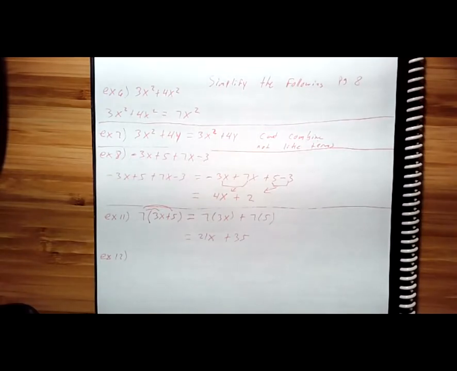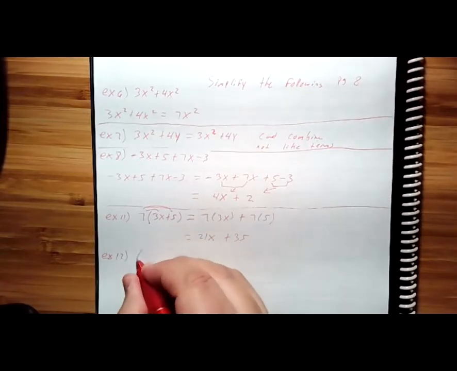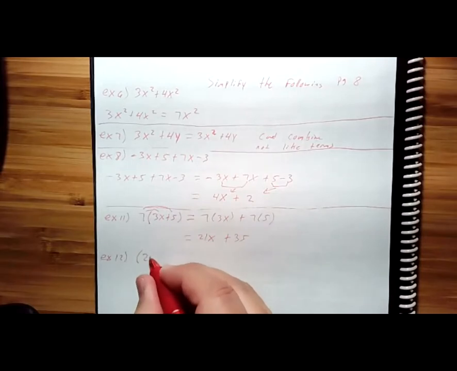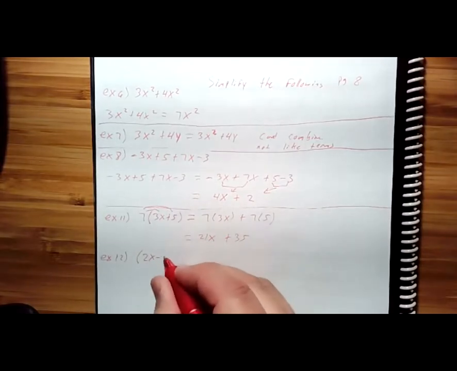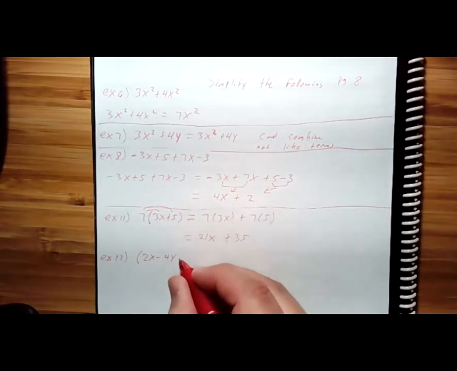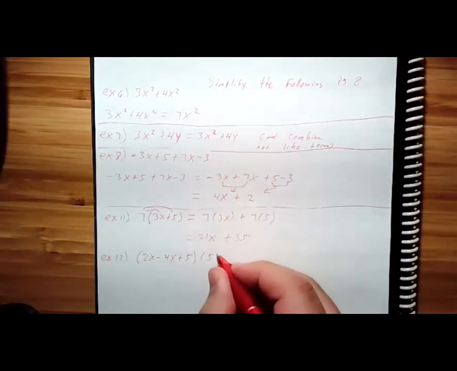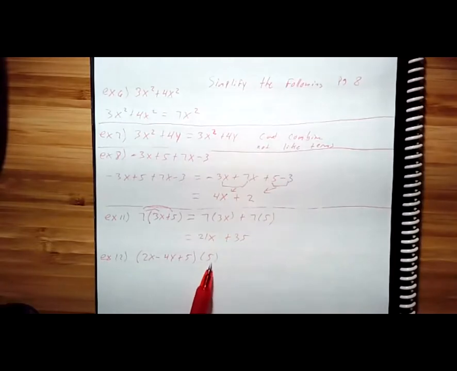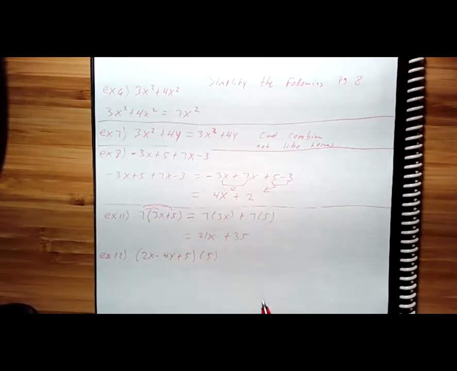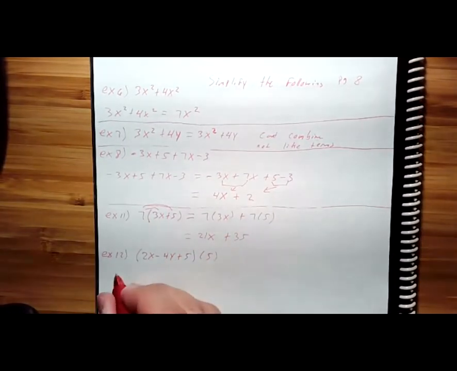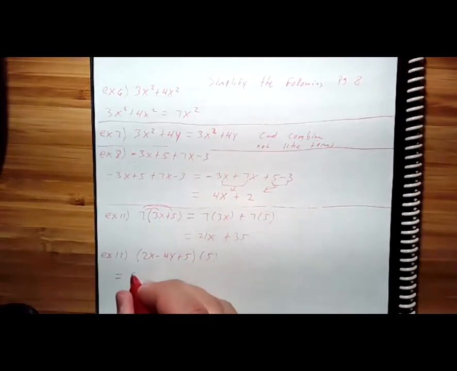Okay. Let's do another one. 2x minus 4y plus 5 times 5. So now the numbers are on the back, but it is no different from this. We're just going to be distributing this way. And if you want to, you could put it in front. Like, let's suppose this really bothers you, you could say this.